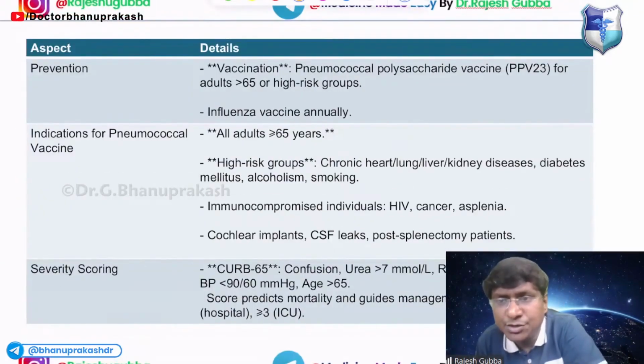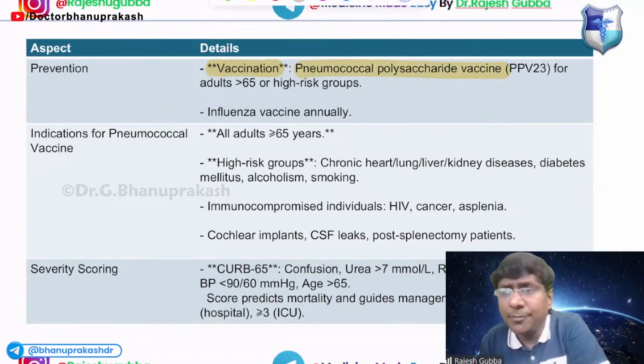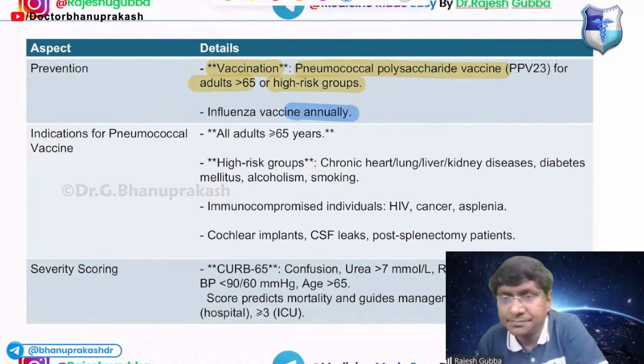See, the most common organism is pneumococcus, so you need to give vaccination. We have two types of pneumococcal vaccine, but the very important one is the pneumococcal polysaccharide vaccine. This should be given to adults more than 65 years and even to high-risk groups. And annually, you need to give the influenza vaccine. Okay, so this is about the prevention.